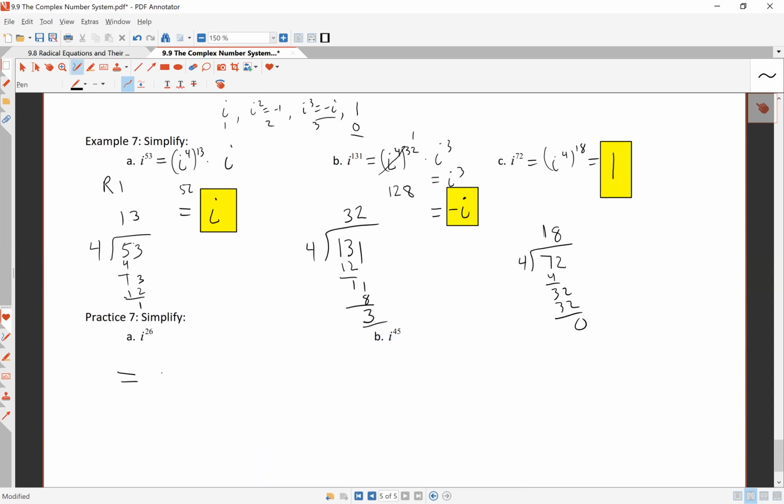i to the 26. We want to figure out how many multiples of 4 are in 26. 6 of those makes 24, so there's remainder 2. So we have i to the fourth to the 6th. That's 24 of them, and there's 2 more. We break out the i to the fourth because those are just 1. That's 1 times i squared, and i squared is -1.